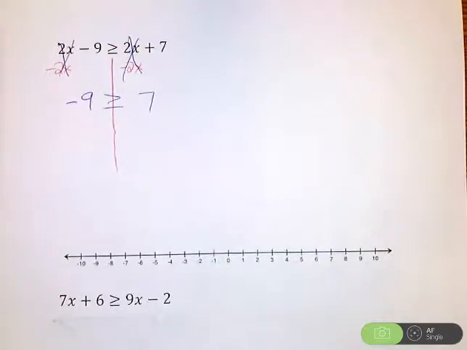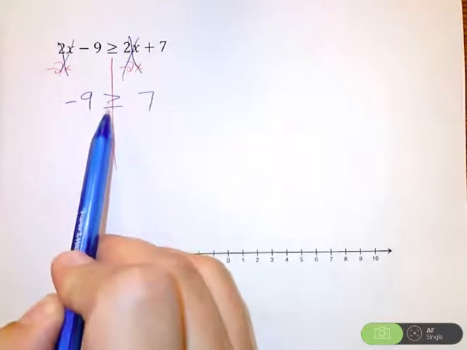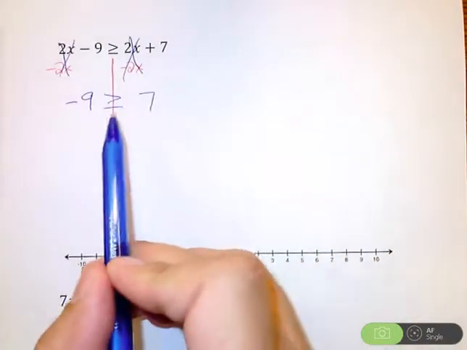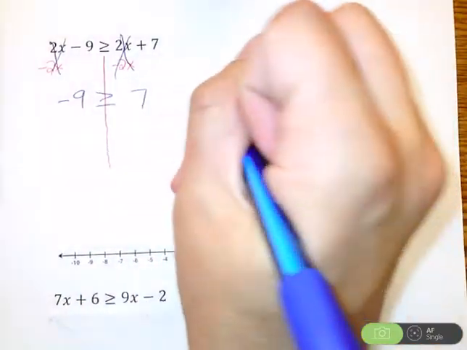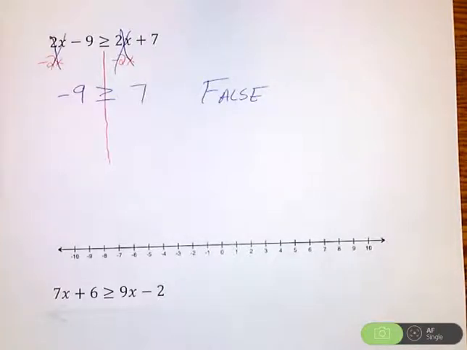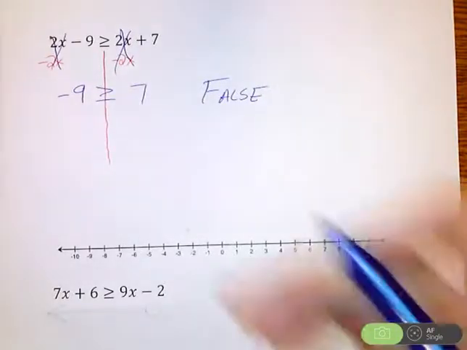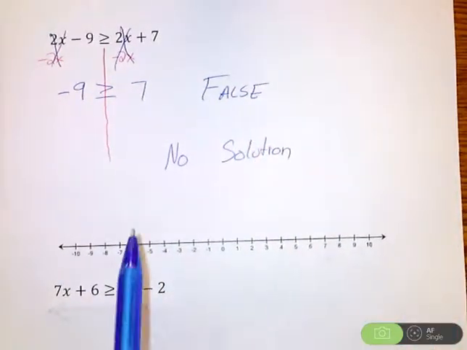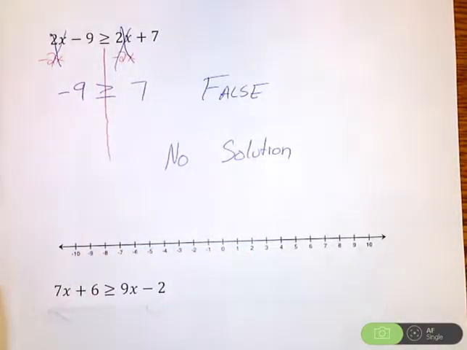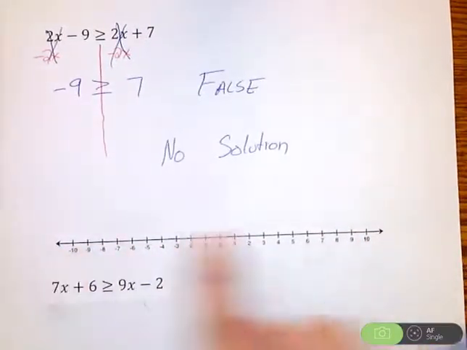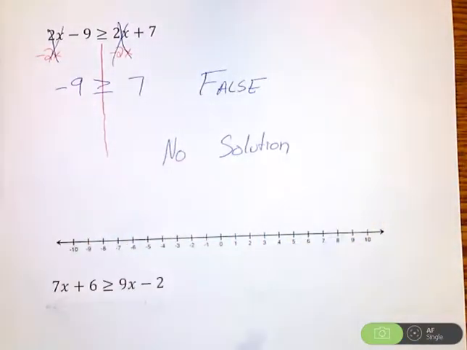So it's another special case where my x is gone. What does that mean? I see -9 is greater than or equal to 7. I'm going to ask myself, is -9 greater than or equal to 7? No, it's not. That is a false statement. If I'm thinking special cases and I get a false statement, that means we have no solution. No matter what you plug in, you're never going to get a true inequality. So the graph of this is a completely blank number line. There's nothing shaded, no circles, nothing. So you get no solution there.